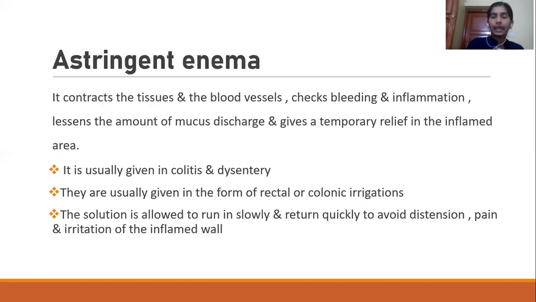Next is astringent enema. Here it contracts the tissue and the blood vessels, checks bleeding and inflammation, lessens the amount of mucus discharge and gives temporary relief in the inflamed area. That is the major purpose. It is usually given in cholera and in continuous dysentery patients, where there will be inflamed mucosal lining. At that time we can use this astringent enema for therapeutic purposes. It is usually given in the form of rectal or colonic irrigation. The solution is allowed to run slowly and return quickly to avoid distension, pain and irritation of the inflamed bowel wall.